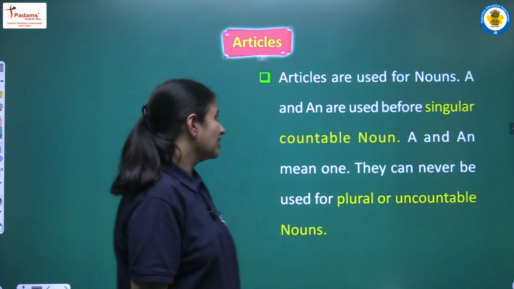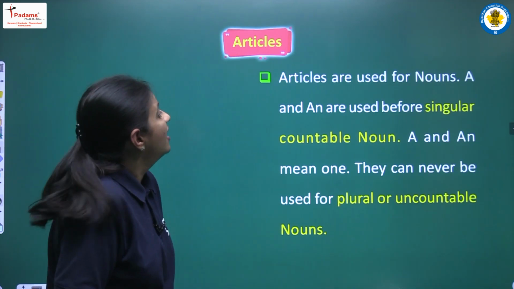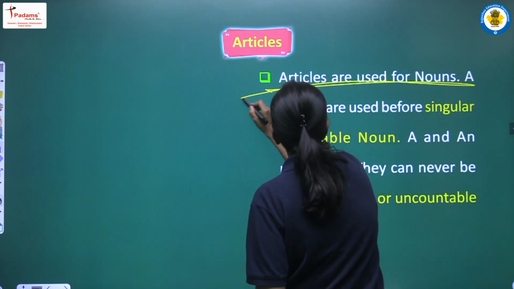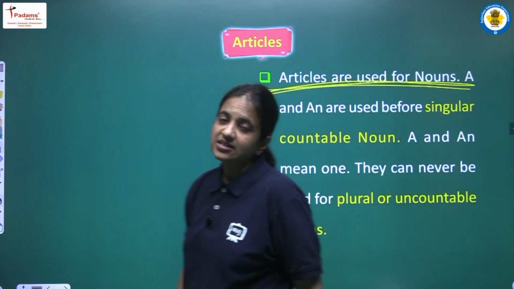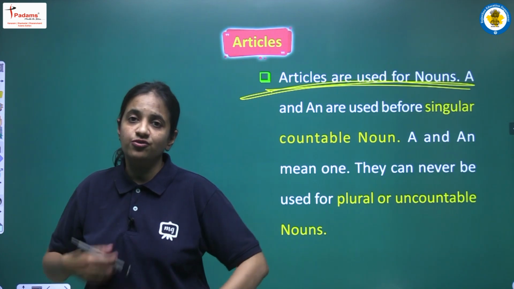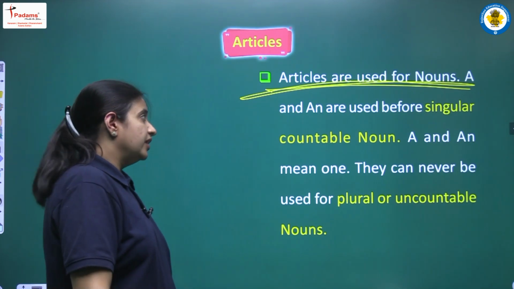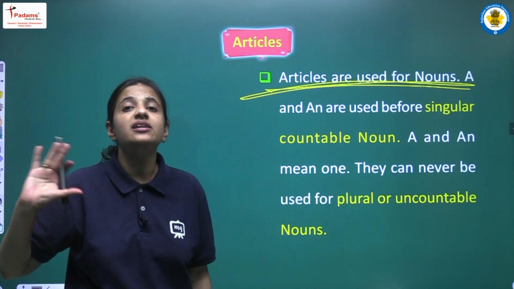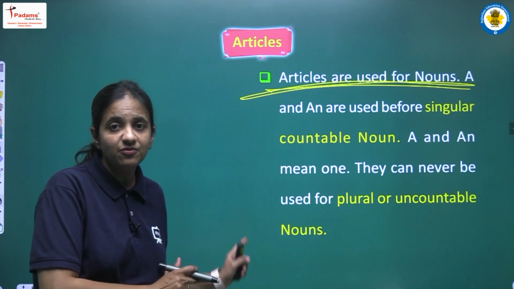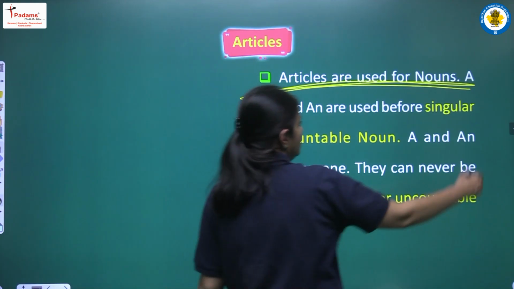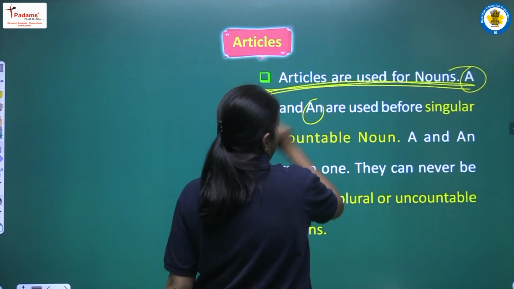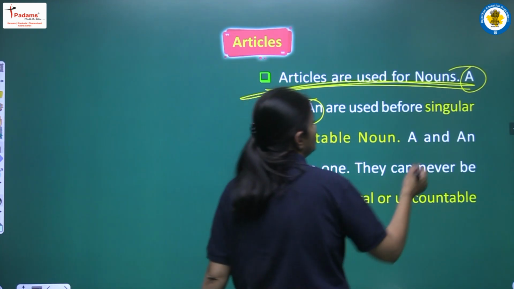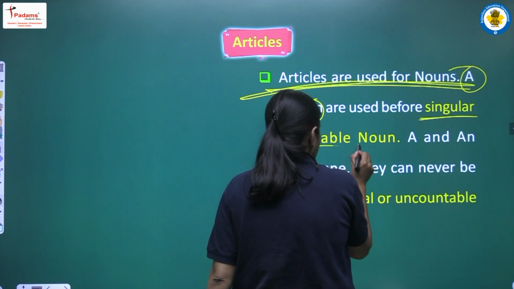Alright. Next, moving on, let's see. Articles are used for nouns. Yes, it's a very important point that we have here. Always, articles are used for nouns. Okay. A and AN are used before a singular countable noun. Yes, a very important thing. When we are using A or AN, these two articles always and always are used before a singular countable noun.